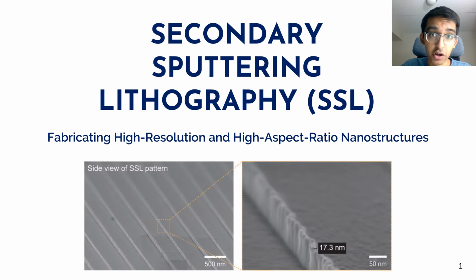Secondary sputtering lithography, or SSL, is a novel, non-traditional top-down nanolithography technique for the production of high aspect ratio and high-resolution nanostructures. It's a unique method capable of producing 10 nanometer scale nanopatterns in a simple and cost-effective way.